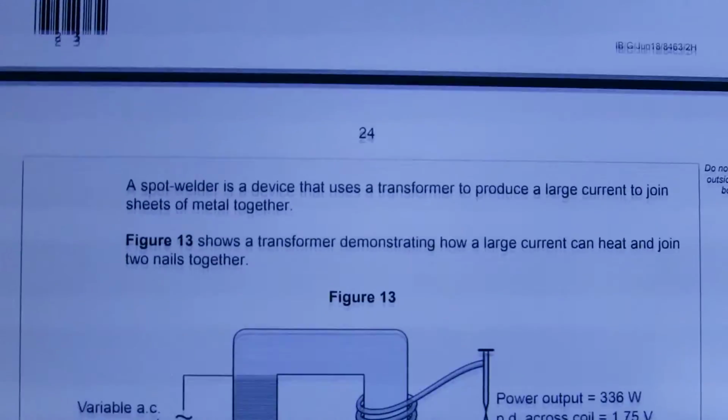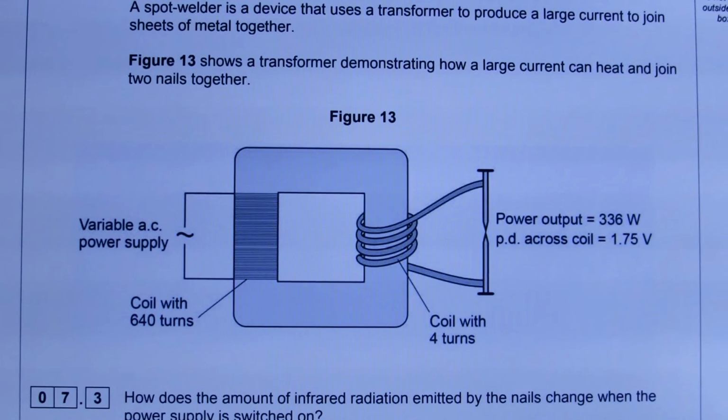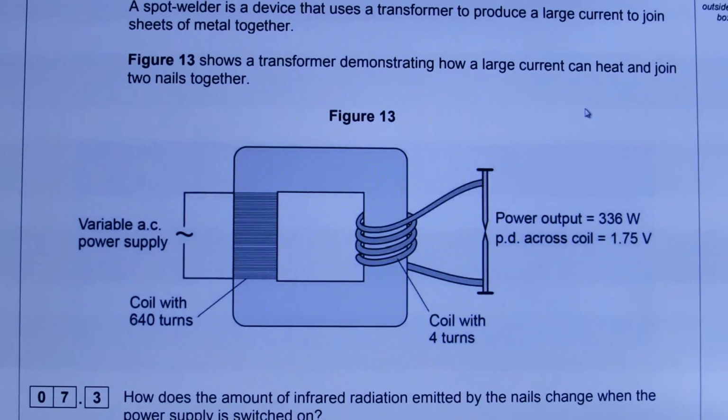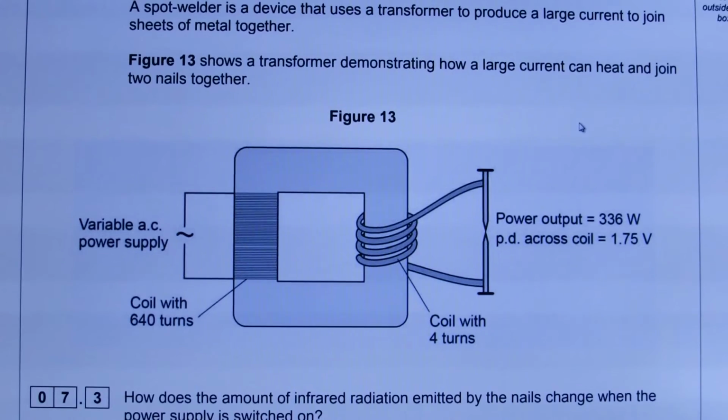Continues on the next page. A spot welder is a device that uses a transformer to produce a large current to join sheets of metal together. Figure 13 shows a transformer demonstrating how a large current can heat and join 2 nails together. How does the amount of infrared radiation emitted by the nails change when the power supply is switched on?